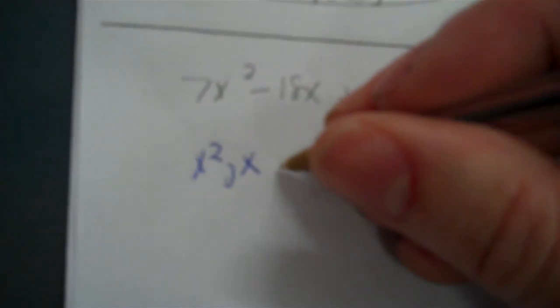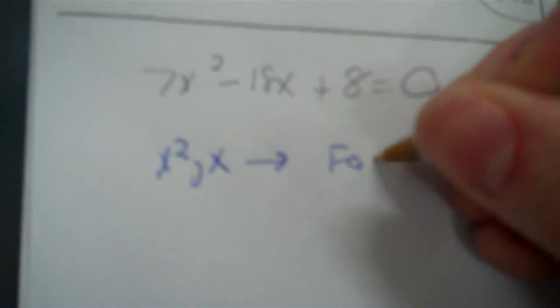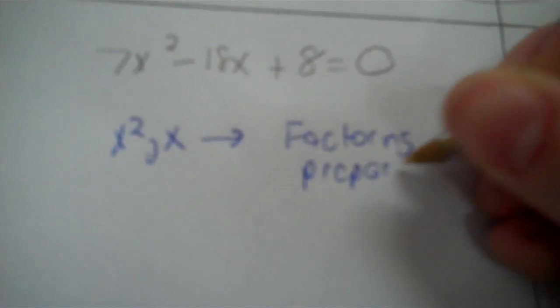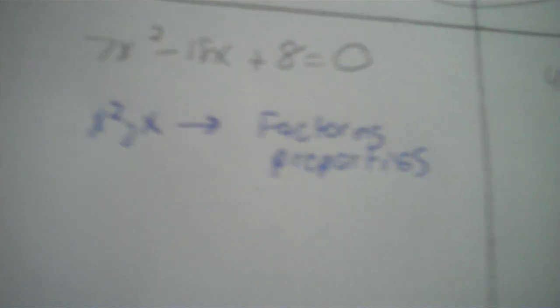Okay, please tell which method would be used to solve the quadratic equation. Again, I told you to list what you had for variables. You have x to the second, you have x, so there are two types of x. You're using factoring properties. That's all you write.